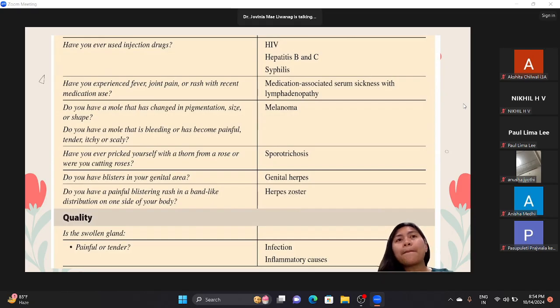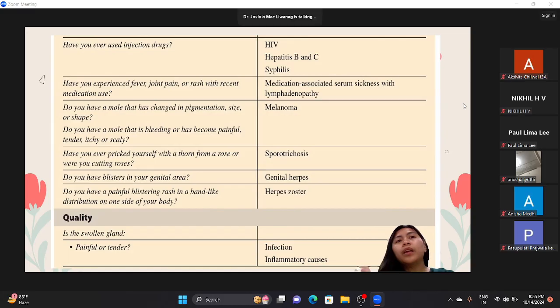Another example is, do you have a painful blistering rash in a band-like distribution on one side of your body? Maybe the patient has herpes zoster. In herpes zoster, usually you will feel pain first before the rash appears. So that's the difference between chickenpox and herpes zoster.